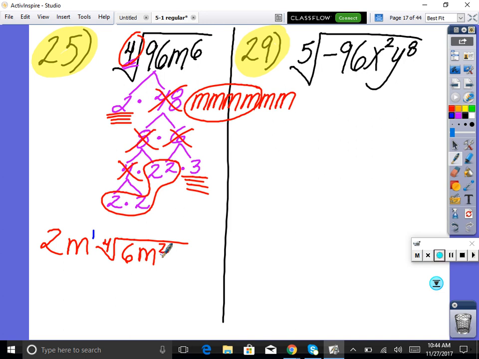Okay, let's do this one. 5th root of negative 96. We've already broken it down, technically, haven't we? So we had our 2 times 48. You guys do it on your paper. Copying mine is no different than copying your own paper.